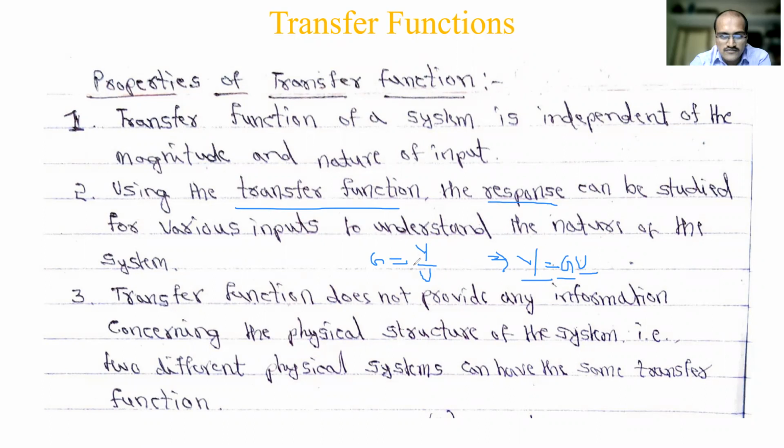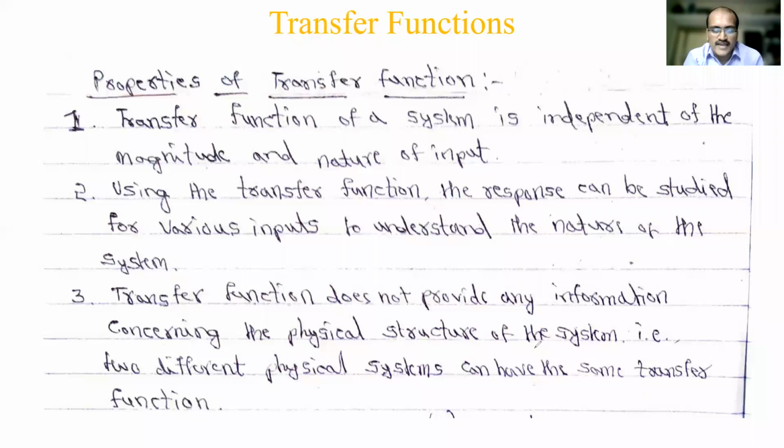Then the third property: the transfer function does not provide any information concerning the physical structure of the system. I told you last time we discussed the different control systems: mechanical, electrical, electromechanical, hydraulic, pneumatic, plenty of systems. If you consider a simple mechanical system and a simple RLC circuit, and find the Laplace transform and the transfer function of both, they will look the same. I will show you that now with an example.